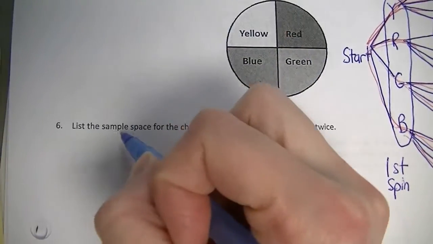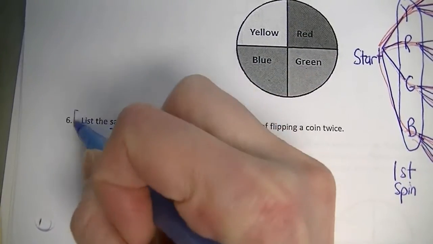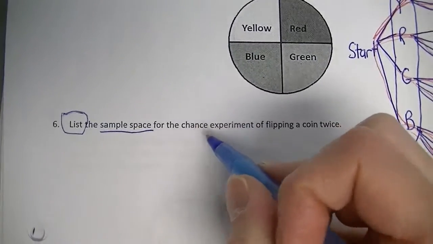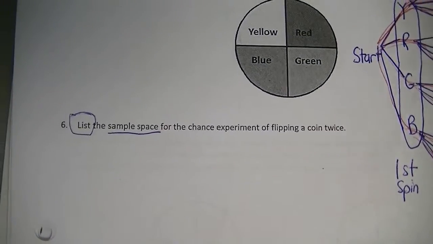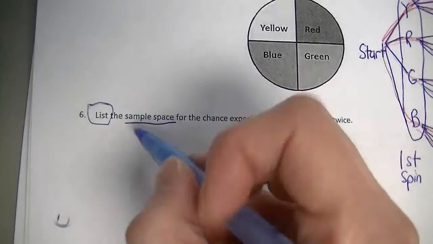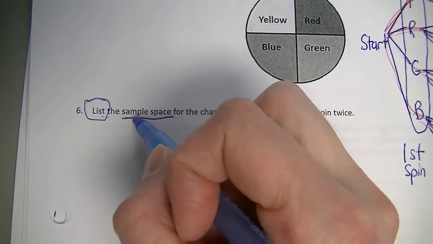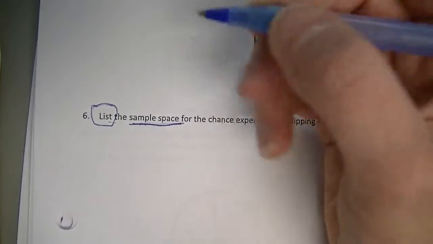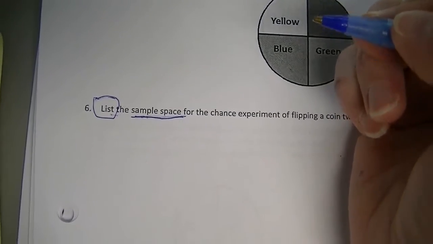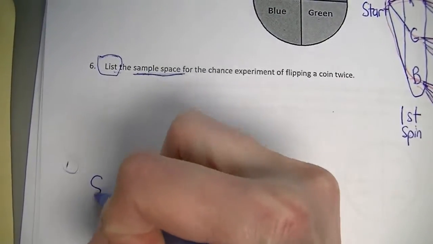For number 6, it says list the sample space for the chance experiment of flipping a coin twice. Okay? So it wants you to list it. We want to find the sample space. Another word for sample space, the way they would label it, is all the possible outcomes. Okay? So I'd like you to just write start first.